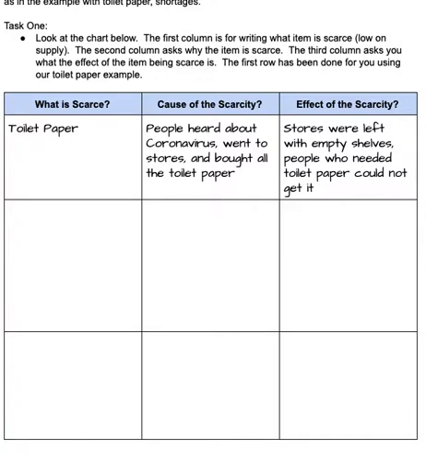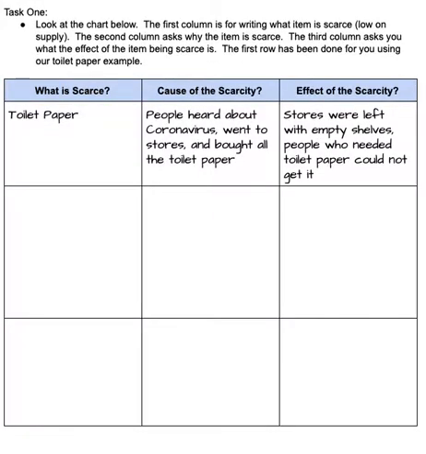So in the first column, we're going to write something that's scarce or low on supply. And I did, for the current crisis, toilet paper. The second column asks why it's scarce. Well, people heard about the coronavirus and went to the stores and bought all the toilet paper. And then the third part is the effect. So we're looking at cause and effect relationships here. The effect is that the stores were empty and people have to go without toilet paper. So there's a scarcity issue.